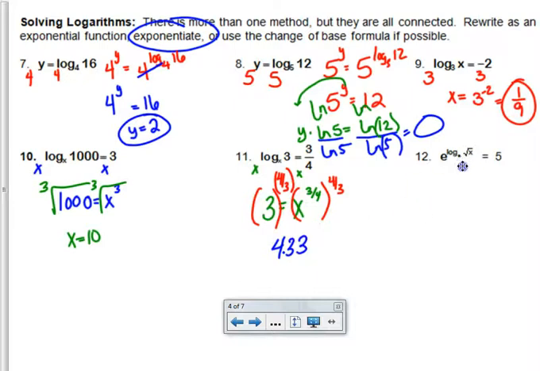And then I can't read this. I think it says log base e, which tells me e to the log base e, or e to the natural log, would cancel. I have square root of x equals 5. And then I'd square both sides and get x equals 25.